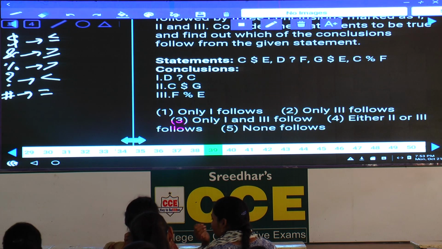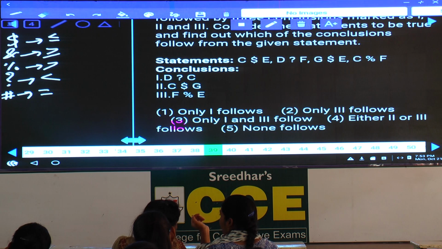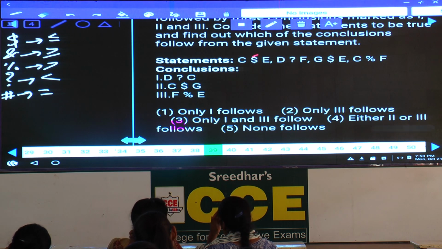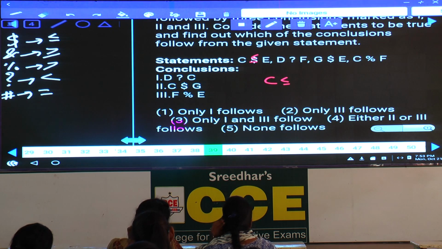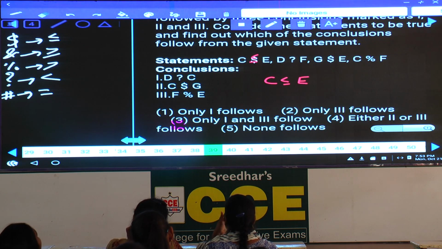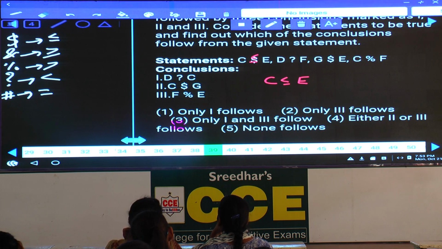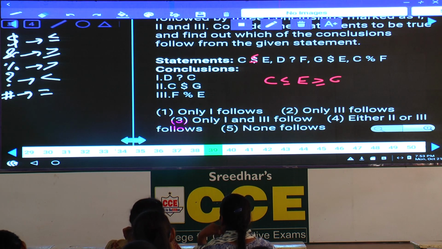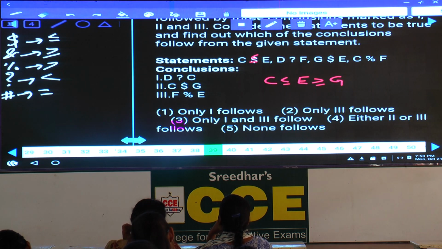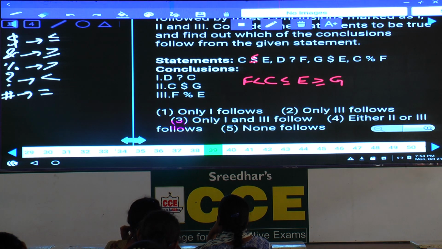Then question number 39, C dollar. C dollar means C lesser than or equals to E, and G dollar means G is lesser than or equals to E, that is E greater than or equals to G. Next one, the relation between C and F, C percentage F, means C greater than F, means F lesser than C, isn't it? Next one, D question mark means D lesser than F. Are you following this one or not?